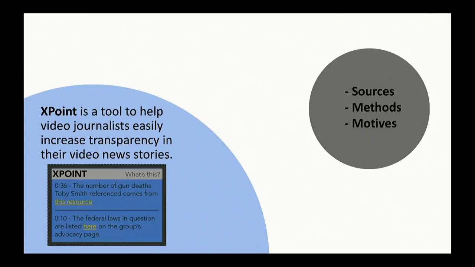Sources. Why did you use that source? Why is that source important to your story? Method. How did you obtain this information and where did it come from? Motives. Why this story? What is the point?